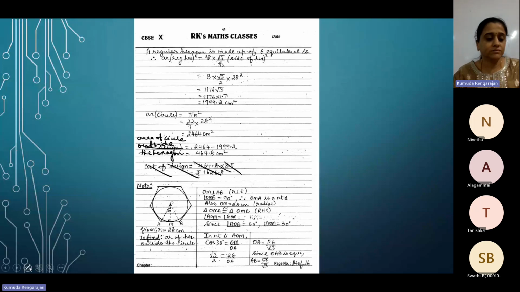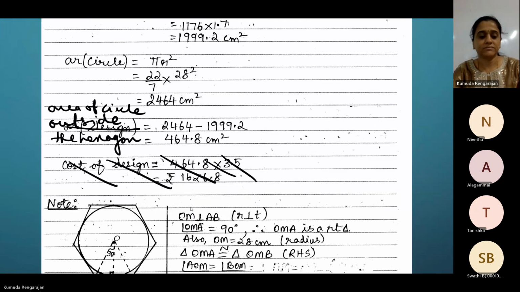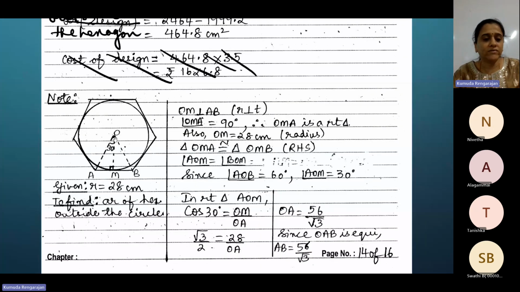So here, I'm not trying to draw this figure. So I'll just use the figure here. What is given? The radius of the circle is given, right? Is OA the radius of the circle? No. Is OB the radius of the circle? No. OM is the radius.